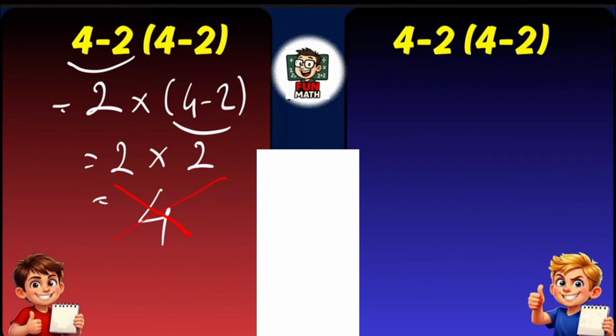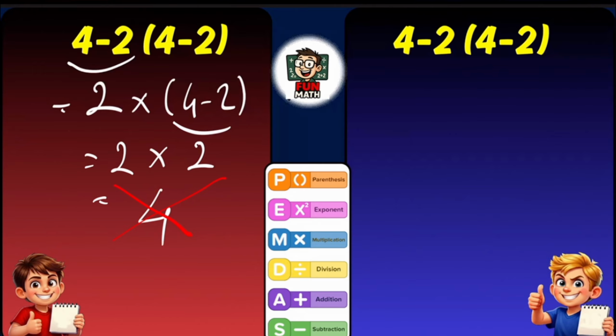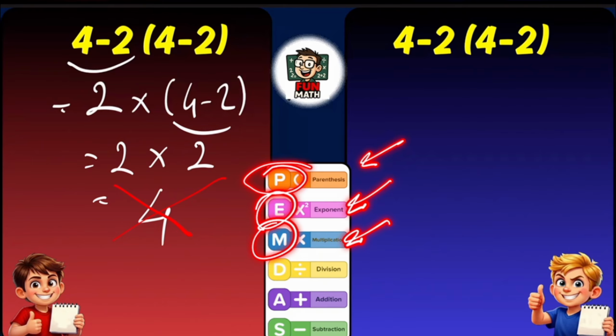Because when solving the problem, we should have paid attention to the order of operations. The order of operations is coded as PEMDAS. P stands for parenthesis, E stands for exponent, M stands for multiplication, D stands for division, A stands for addition, S stands for subtraction. Here we have another rule.